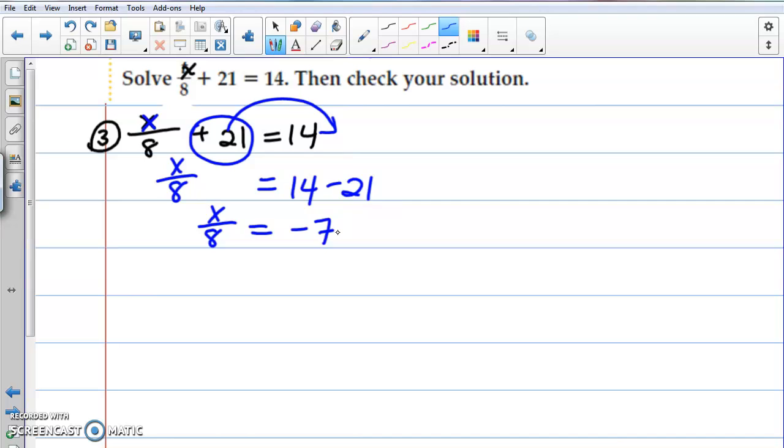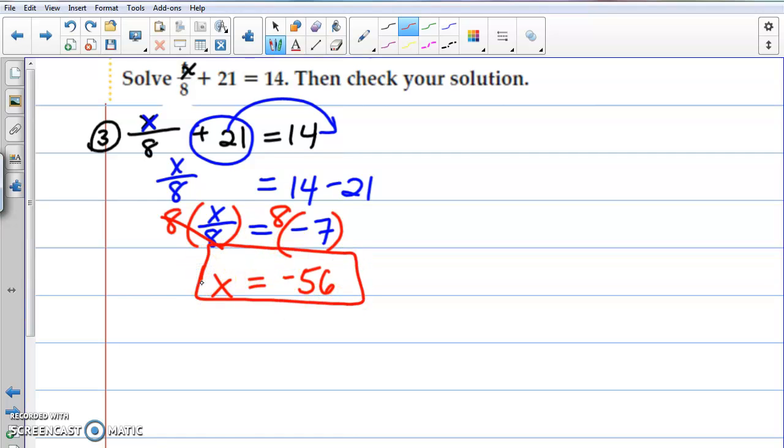Okay. Next, to solve for x, we have to remember what that fraction bar means. That fraction bar means it's being divided by 8. So we have to do the opposite operation, and so if it's being divided, we need to multiply both sides by 8. So when we multiply by 8 and we divide by 8, they cancel and leave us with just x equals 8 times negative 7 is a negative 56.